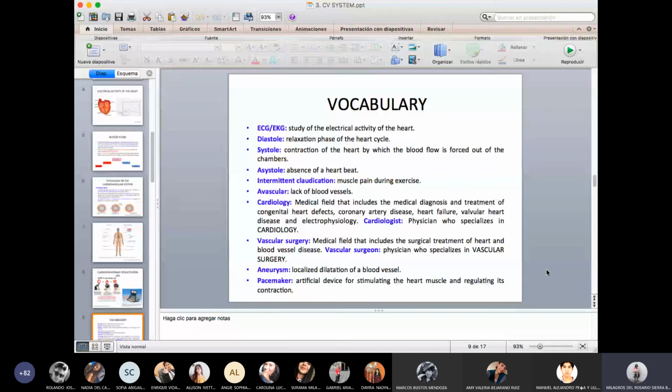Do some of you want to be a cardiologist? No? Have you thought about the specialty you want to do when you finish med school?